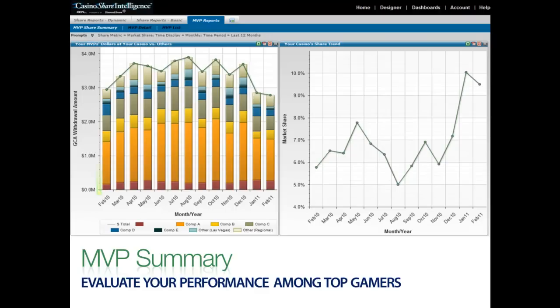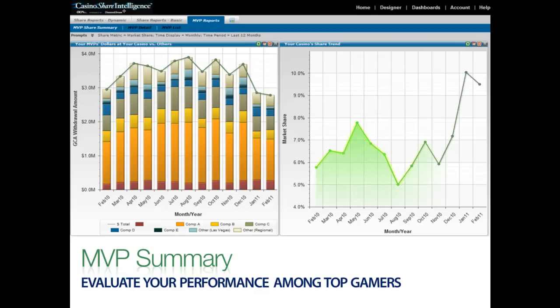This market was slightly down overall. Your property is in red at the bottom. Each of your top 5 biggest competitors stack on top, followed by Vegas, and then all other casinos. This casino has one really large competitor. The right-hand graph shows how market or wallet share has grown with these MVPs over the past year. This casino has had success in growing its market share among the top patrons.